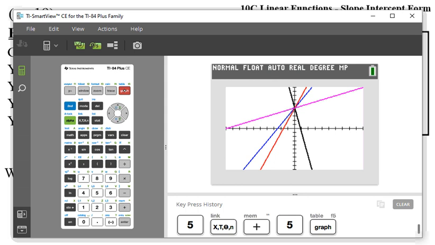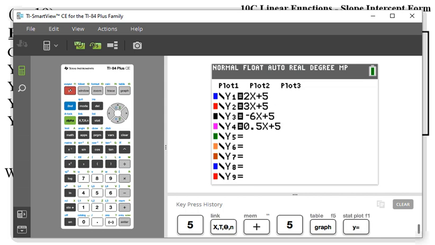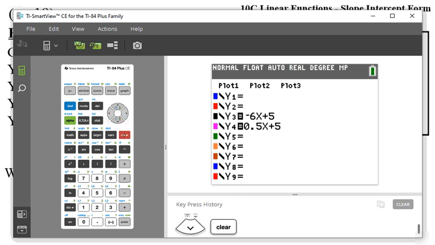That's how we graph. So with that being said, go back to y equals and clear each of those. So y1, you just hit clear. Scroll down, hit clear. Scroll down, hit clear.